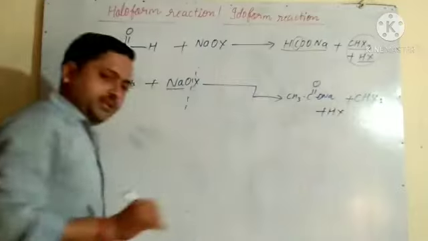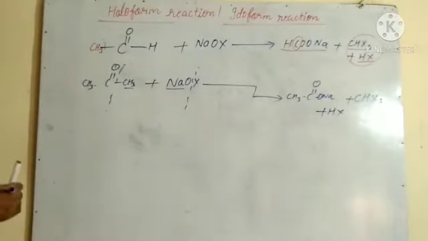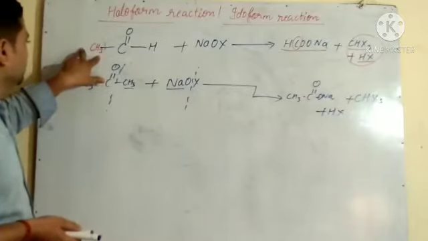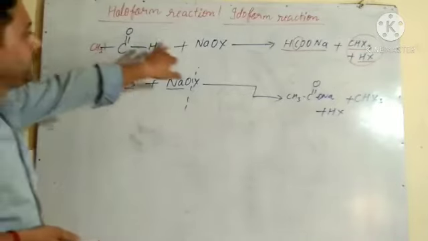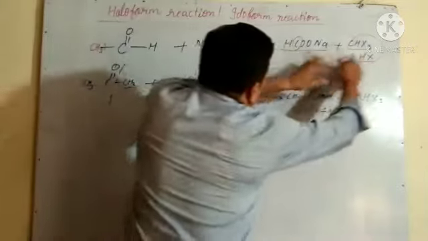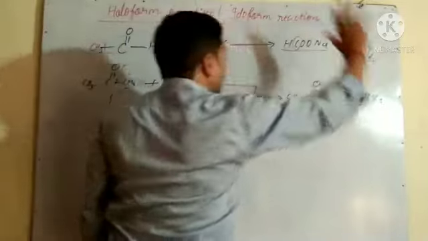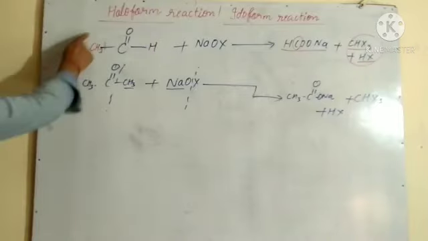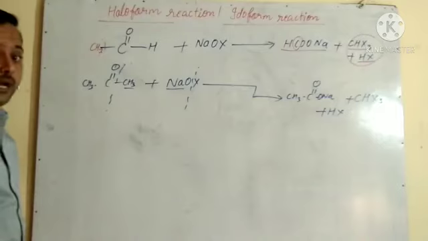So what you have seen here is that when a carbonyl compound having a methyl group bonded to the carbonyl carbon is made to react with sodium hypohalite, it gives a sodium salt, haloform and HX. That reaction is called the haloform reaction. This reaction can be used to differentiate formaldehyde and acetaldehyde.